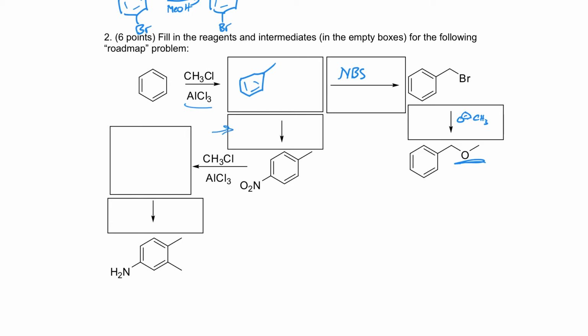Next, we can go with the box in the middle here. Looks like we need to add a nitro group to our toluene, so that's just HNO3, H2SO4. Mix those together. We'll do that in the lab this semester. And then it looks like another Friedel-Crafts alkylation.